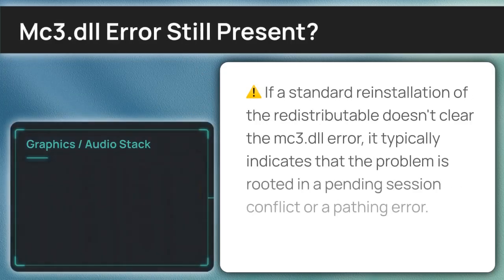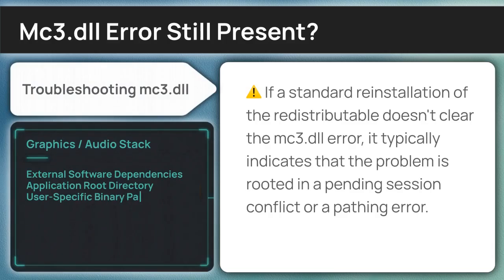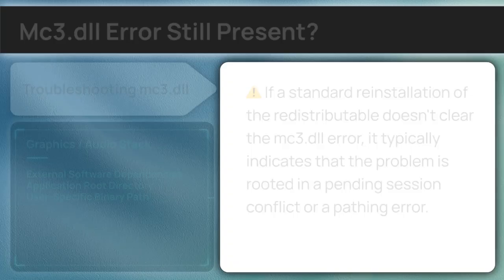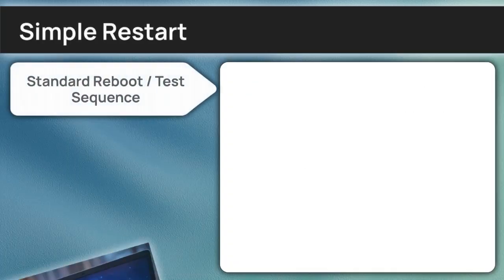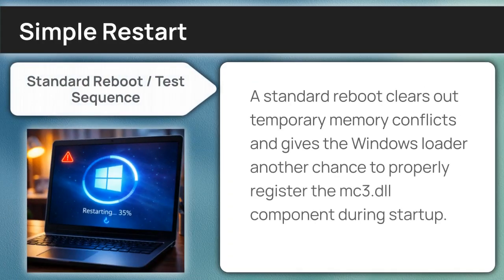If no luck was had with the redistributable package, we will escalate the fix by performing a targeted reset of the system state. If your system has been running for an extended period, a reboot might be necessary to resync your background processes and clear any temporary locks on the mc3 library file.